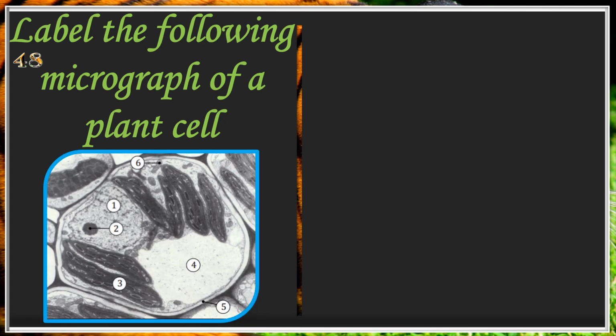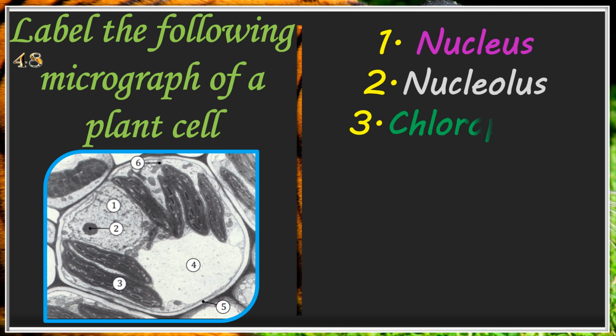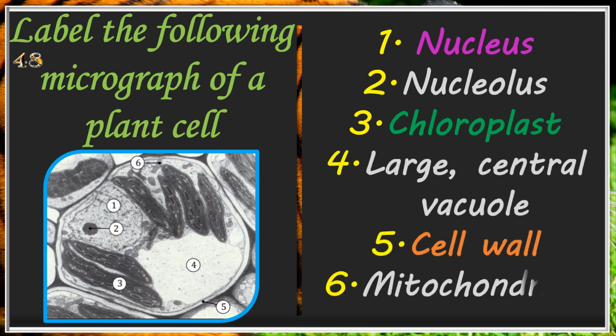The following is a micrograph of a plant cell. 1 is a nucleus, 2 is a nucleolus, 3, those are chloroplasts, 4, it is a large central vacuole, and 5, that is a cell wall, 6, that one is a mitochondria.